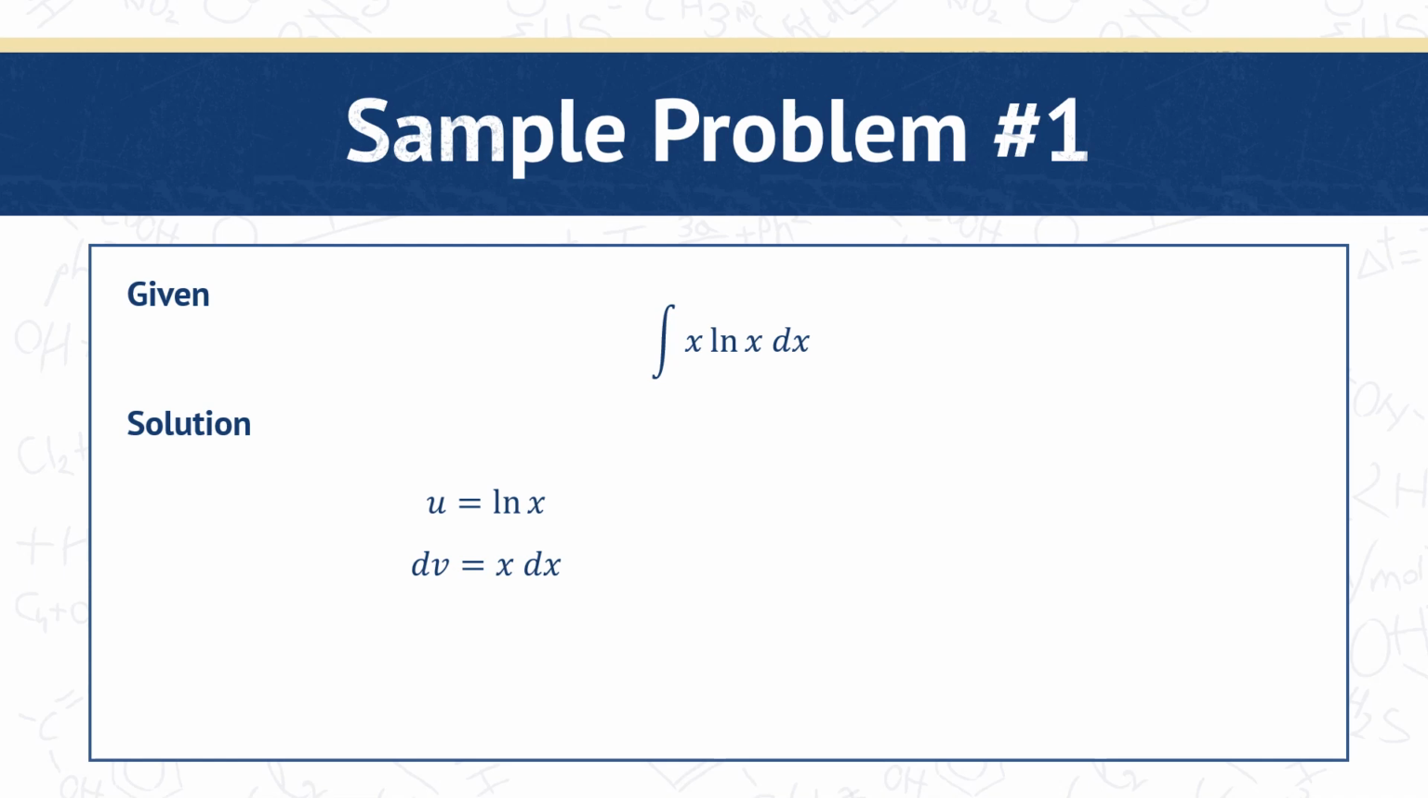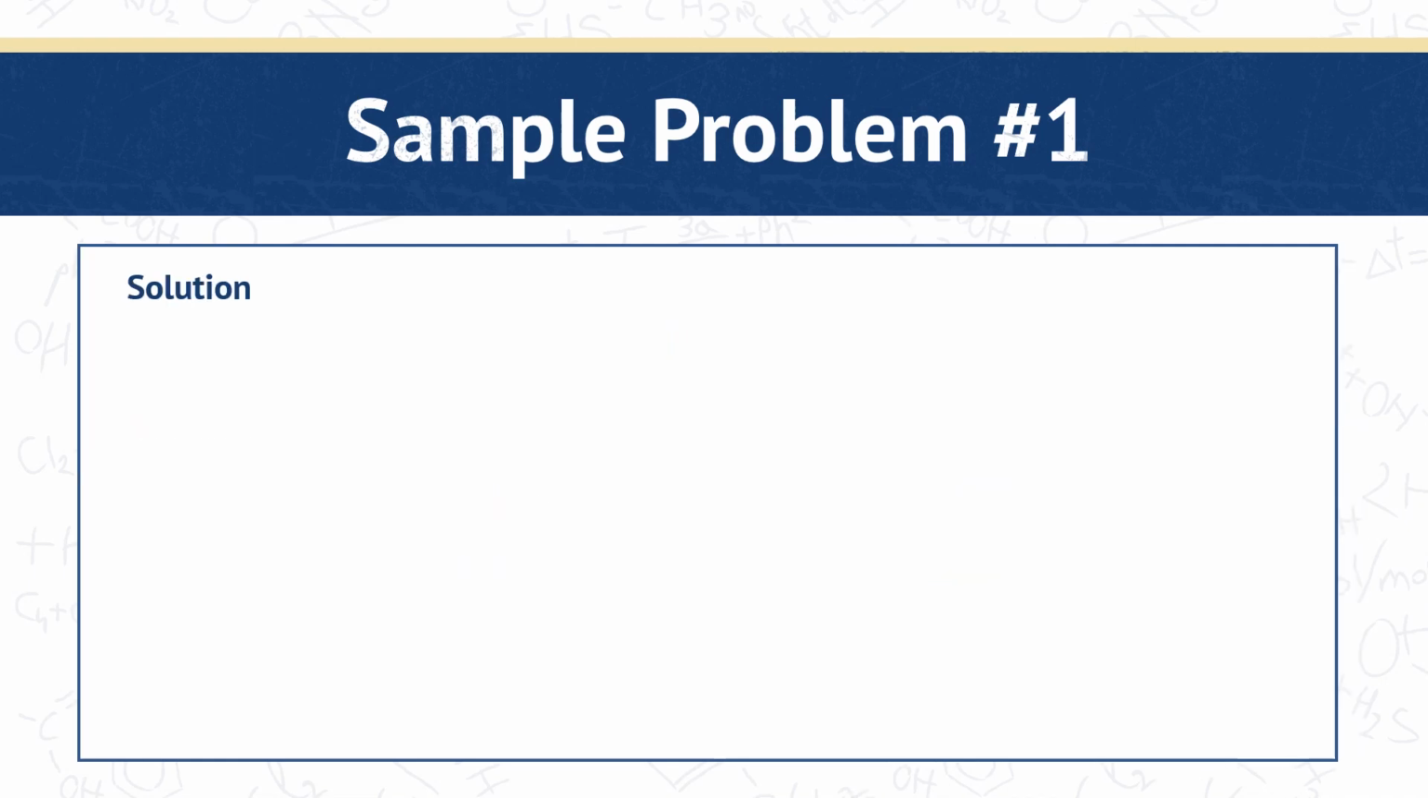So now we differentiate u and integrate dv to get du and v respectively. The derivative of ln x is dx over x, and the integral of x is x squared over 2. So that will be our du and our v respectively. Now we write the function in terms of uv minus the integral of v du. This is our general formula.